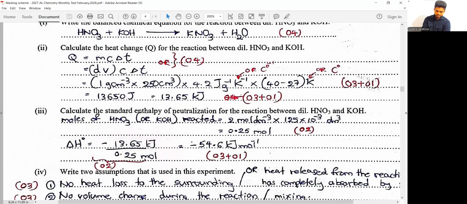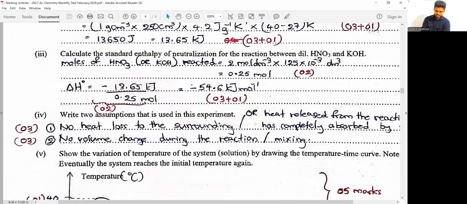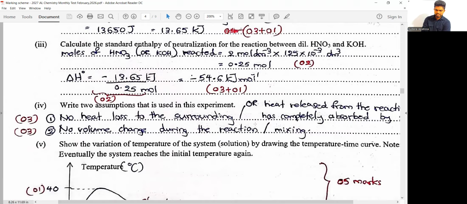Understood? So anyway, remember what to do and how to do that. And then the fourth question is asking for the assumptions. The assumptions are no heat loss and no volume change during mixing. So that is also very important.